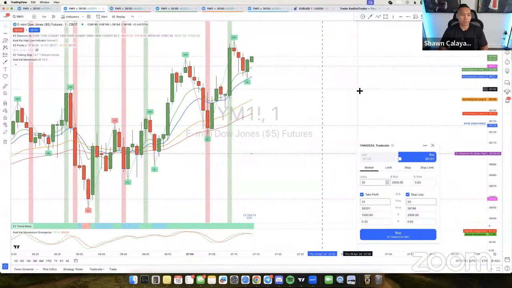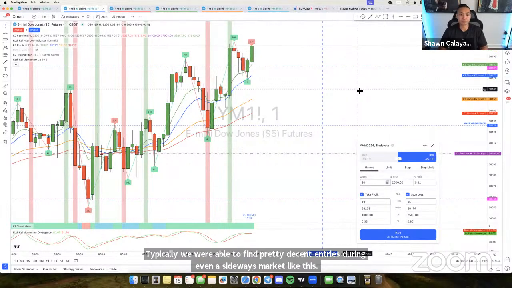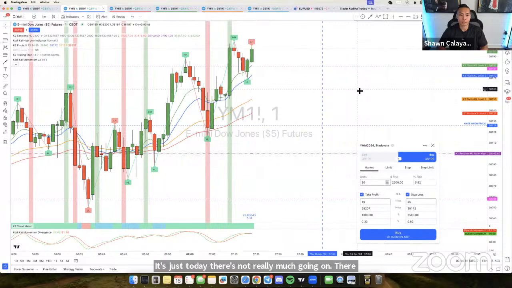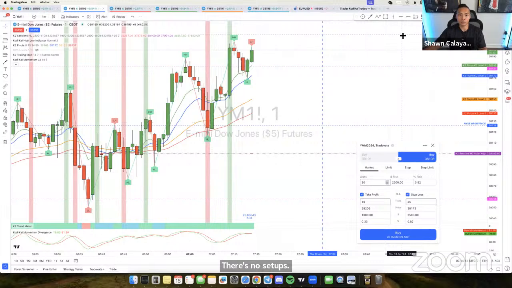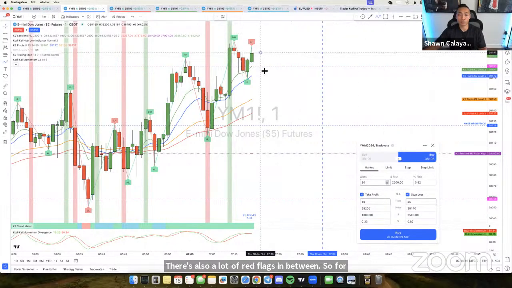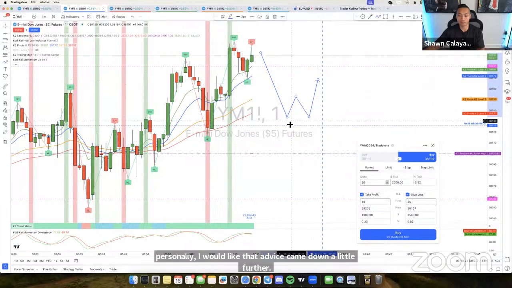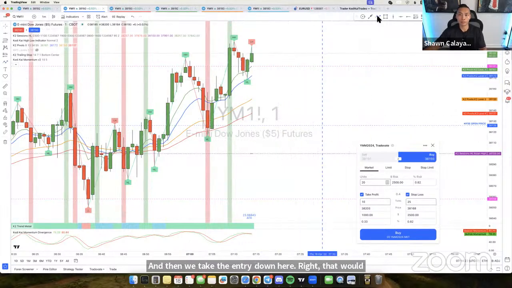Typically, we're able to find pretty decent entries during even a sideways market like this. It's just today there's not really much going on because there's just no setups. There's also a lot of red flags in between. So for me personally, I would have liked it if price came down a little further, and then we took the entry down here. That would be ideal, but I'm fine with taking entries up here. We just need to find that entry.